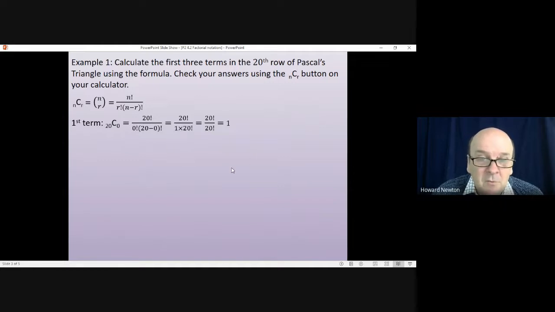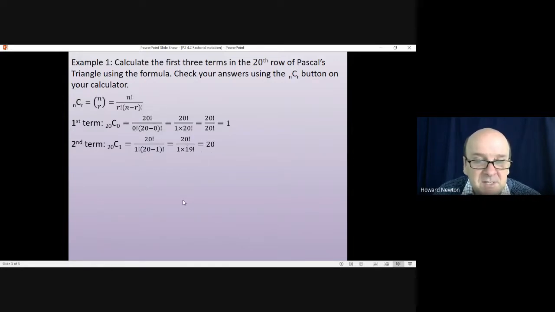So all of the rows begin with 1, and then after that they change. The second term in Pascal's triangle, the 20th row, would be 20 choose 1, which is 20 factorial over 1 factorial times 20 minus 1 factorial. That simplifies to that. Pop that in the calculator, and you should get 20 for the answer.